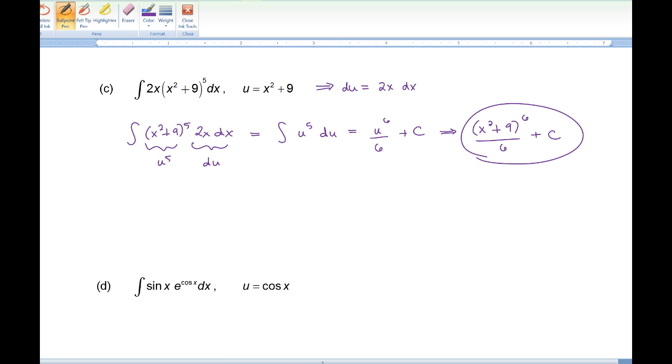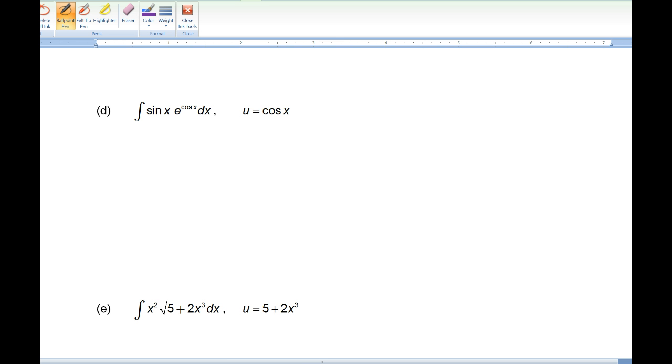Okay, another way to check your answer, guys, take a look at your result: x squared plus 9 to the 6 over 6 plus c. Take the derivative of this. What would you do? You would take the 6, move it to the front, then the 6's would cancel. You get to the 5th power. And then since you're doing the derivative, you have to do the chain rule, 2x. Isn't that what we started with? So you have a way to check your answer here.